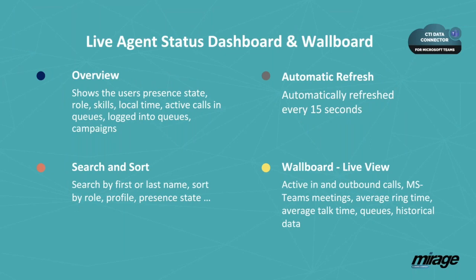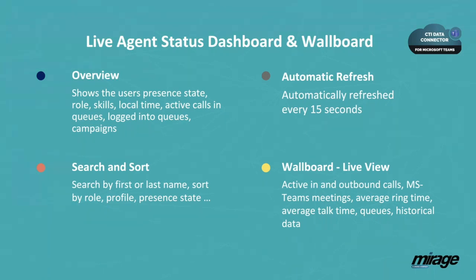With the Live Agent status dashboard, you can add skills and local time zones. So you see the colleague in the US has now 6 a.m., or you see in which queues a colleague is logged in. You can search and filter it. It's automatically refreshed so that you can also use it on a TV screen. It's a Lightning component which you can just add to your tabs. And the wallboard gives a live view of all inbound and outbound calls, which users are in which presence state, the average ring time, and much more.